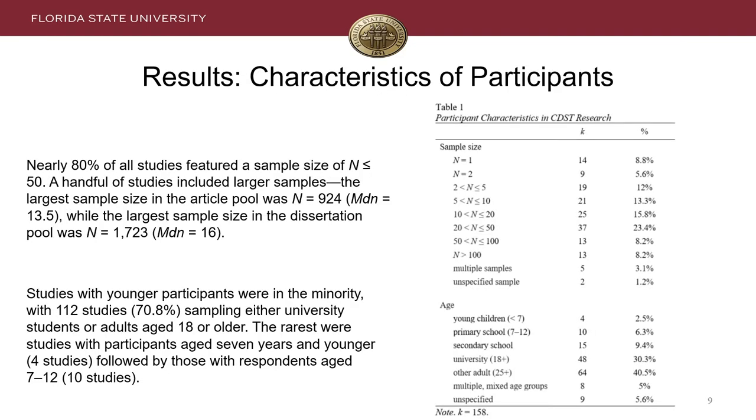Starting with the characteristics of participants in this pool of studies, we can see that although a handful of studies included larger samples, roughly 40% of all studies featured a sample size of 10 or less. And when combined with several other design characteristics, this highlights the increasing importance of individual-based and ideographic research. And within this pool, studies with younger participants were clearly in the minority. 112 studies sampled university students or adult language learners, and the rarest were studies with participants aged 7 and younger.